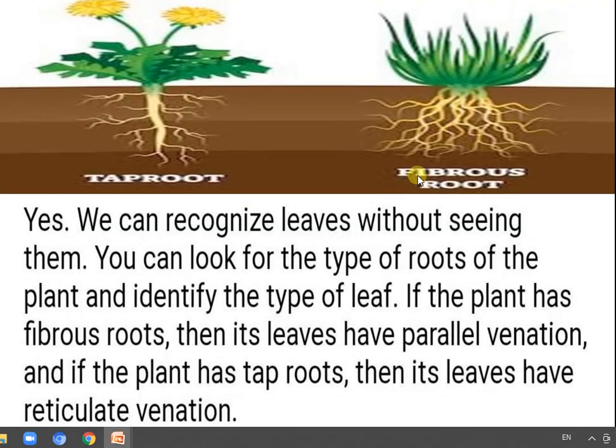Is there any relation between venation and root system? Yes, we can recognize leaves without seeing them. You can look for the type of roots of the plant and identify the type of leaf. If the plant has fibrous roots, then its leaves have parallel venation. And if the plant has tap roots, then its leaves have reticulate venation.